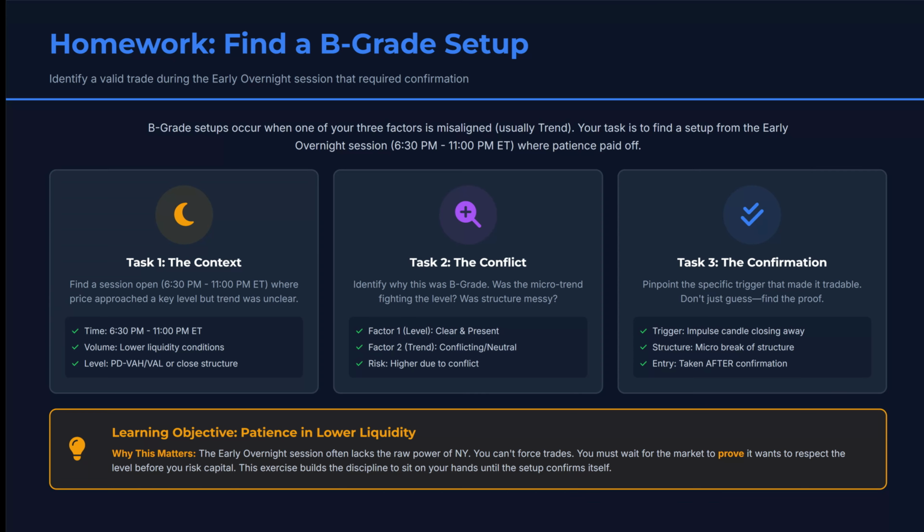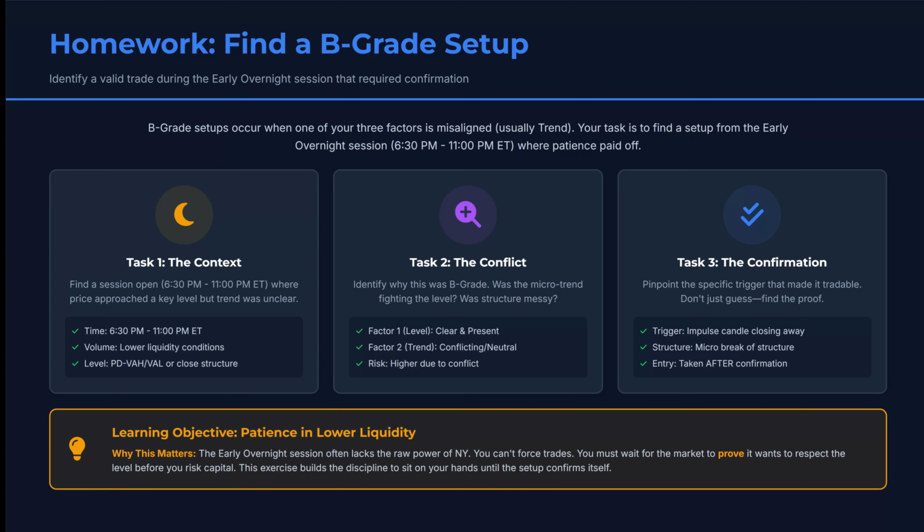Let's break down the 4 tasks that will help you locate and validate your B-grade setup during the early overnight window. Task 1. Define the early overnight window. Your first task is to define the specific trading window. You're looking for a setup that occurred between 6:30 p.m. and 11 p.m. Eastern Time. This is the early overnight session, positioned between the New York close and the deep Asian session.